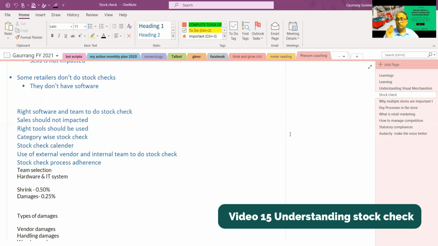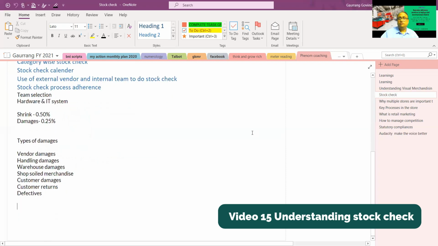Ensure that stock check process is adhered 100%. Ensure that there is a discipline maintained. Select the team which is going to do the stock check. You should have enough hardware and IT resources available to help you do the stock check. Generally, the benchmark in grocery is about 0.5% which will be the shrink and the damages are 0.25.